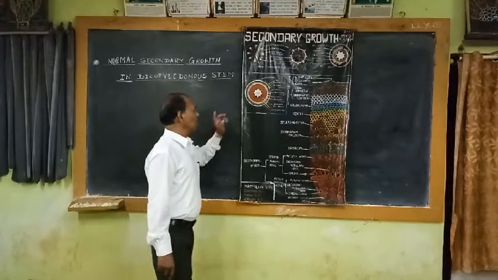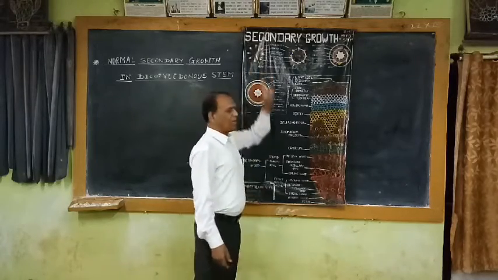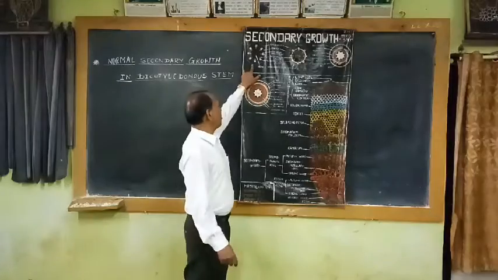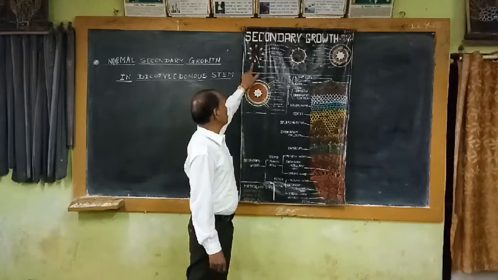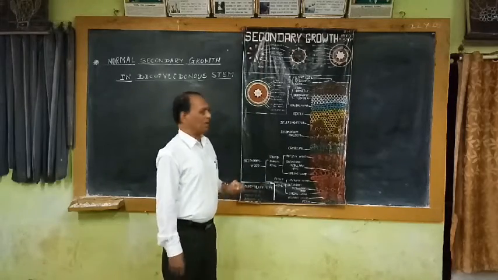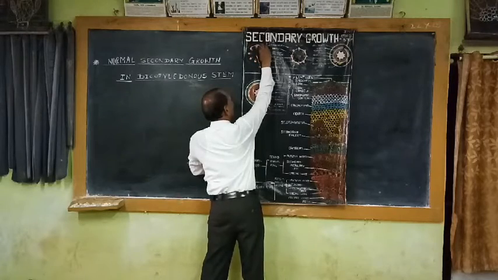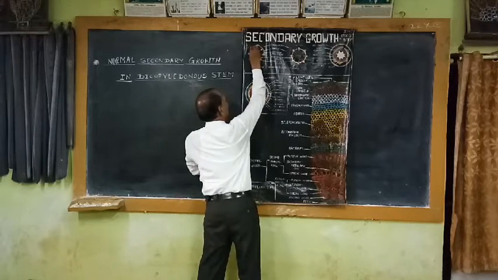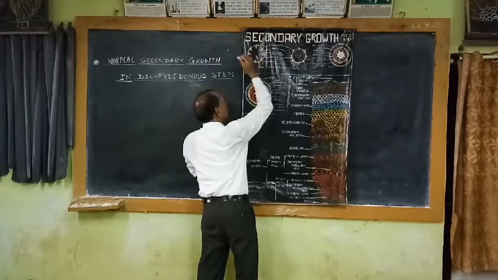When secondary growth begins, what happens actually? Before secondary growth, the primary structure we know very well. Uppermost layer is epidermis, followed by hypodermis, followed by cortex, the innermost layer of cortex is endodermis, and endodermis is followed by pericycle. So this pericycle layer encloses the conducting tissue in the form of vascular bundles.